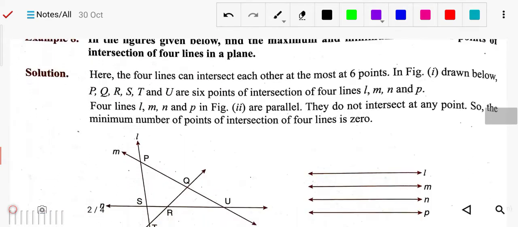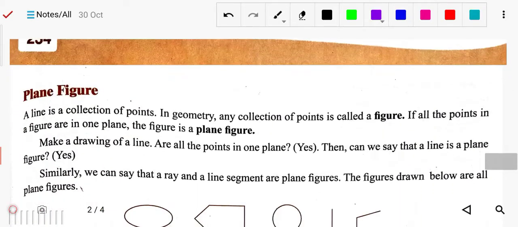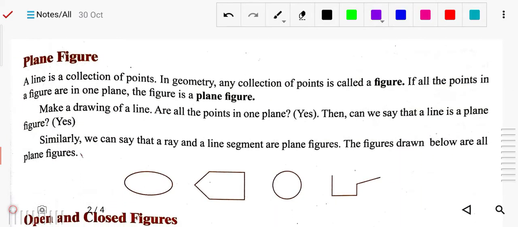Next you can see plane figure. A plane figure is a collection of points. What is a plane figure? A plane figure is a collection of points. In geometry, any collection of points is called a figure. So this is your plane figure.